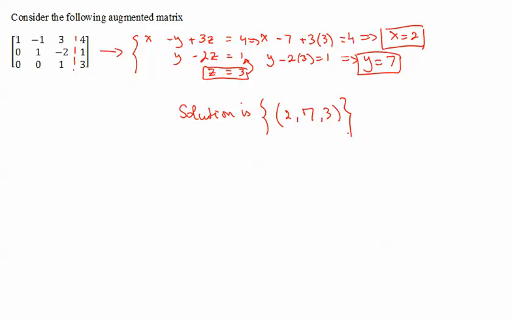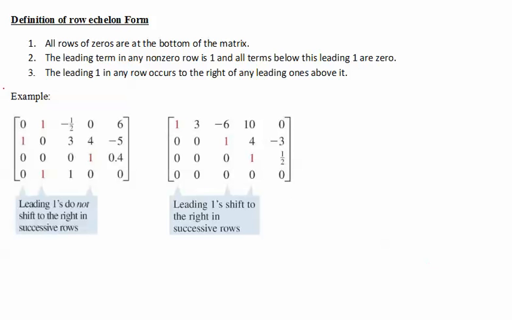And now the goal is to start from a system, write it as an augmented matrix, and then take this augmented matrix and write it in this form, which is called the row echelon form, so we could easily use back substitution and solve the system. So what is this row echelon form? In row echelon form, all rows of zeros are at the bottom of the matrix.